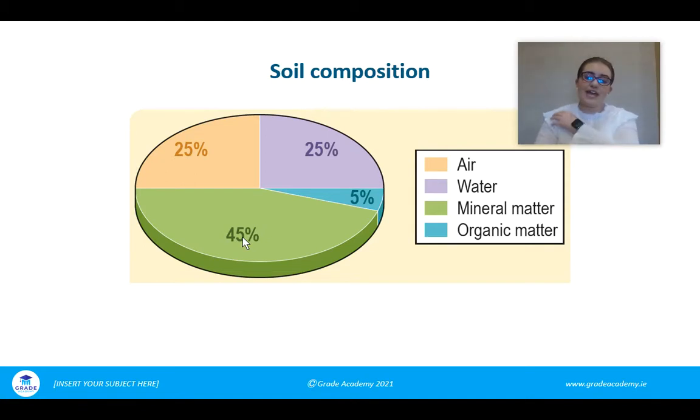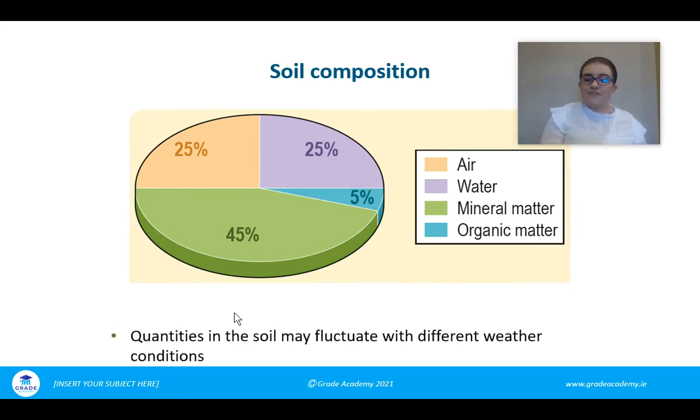And then the other thing is the organic matter, and the organic matter is your living organisms within the soil. Some soils will have lots of organic matter, meaning that they'll be more fertile. Other soil types will have less organic matter, meaning that they won't be as fertile.